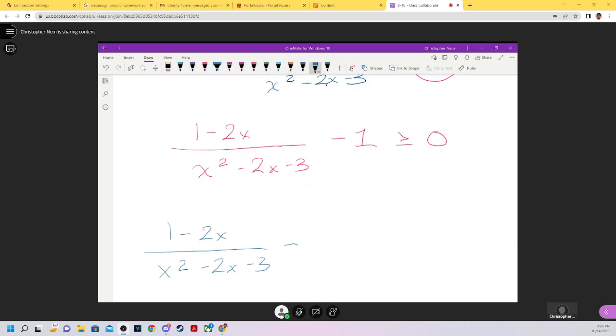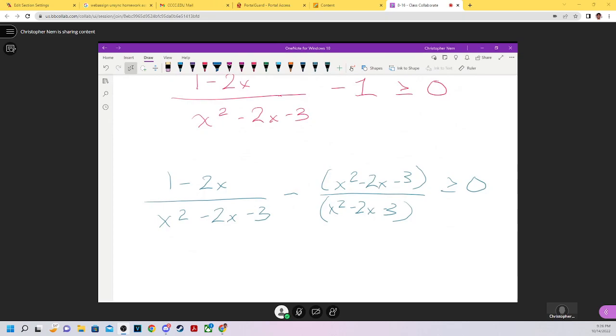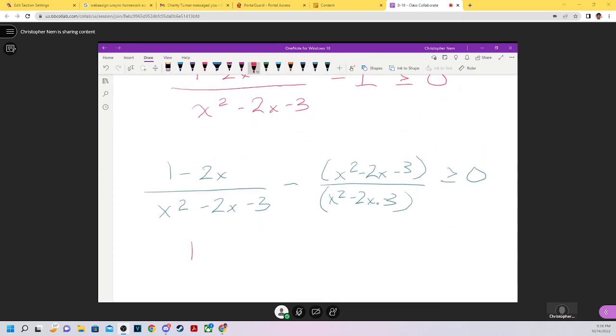I'm going to drop my stylus, but I can multiply it, and this is just x squared minus 2x minus 3 all over x squared minus 2x minus 3, because it's just 1 at the end of the day. Negative 1 is greater than or equal to 0. I still didn't multiply or divide anything by a negative, so I do not have to switch the direction of my inequality. Now I can actually combine them together. So now I have 1 minus 2x.